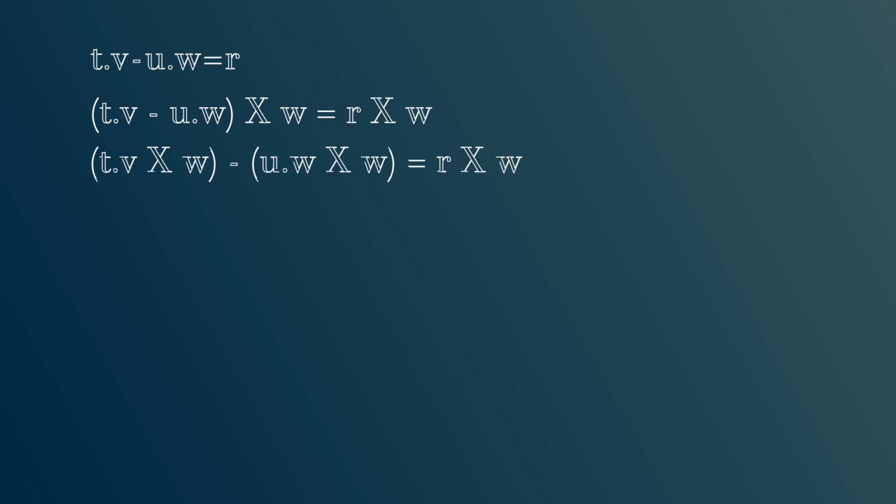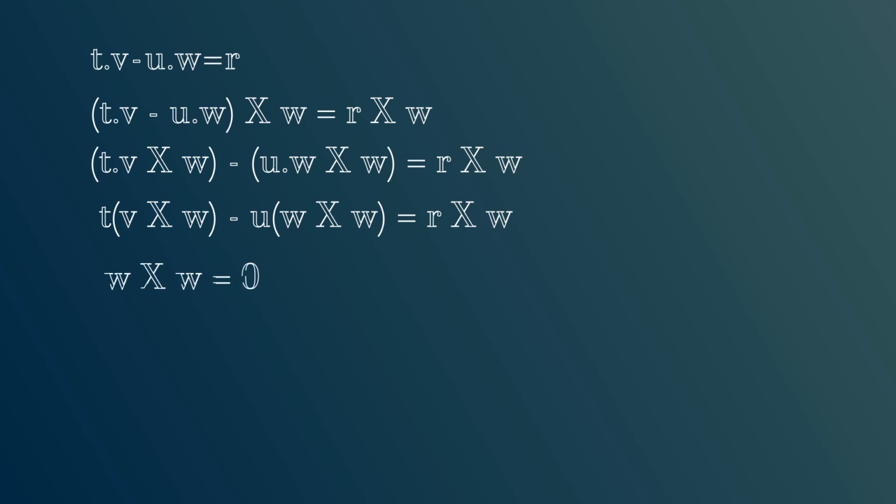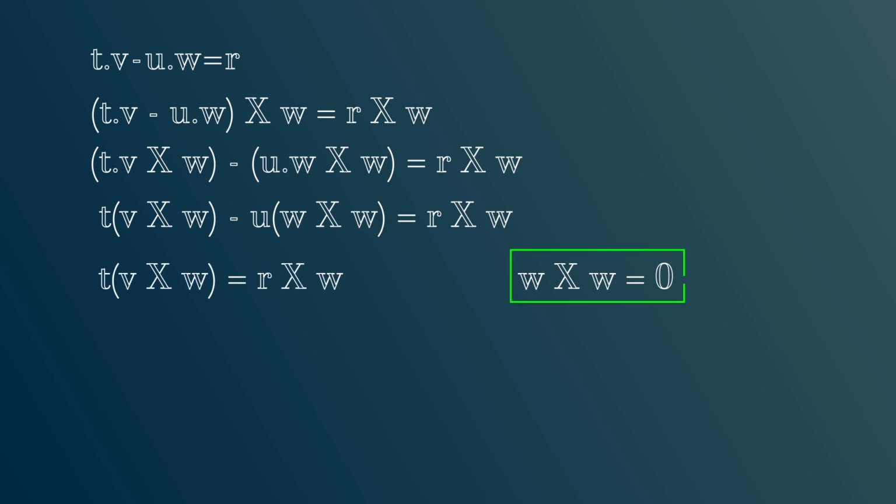First, distribute the cross product. Second, factor out the scalar terms t and u. Third, apply the fundamental property of the cross product. A vector crossed with itself is the zero vector, or zero scalar in two dimensions. This happens because the angle between vector w and itself is 0 degrees. The term with u is now completely gone, leaving us with this.